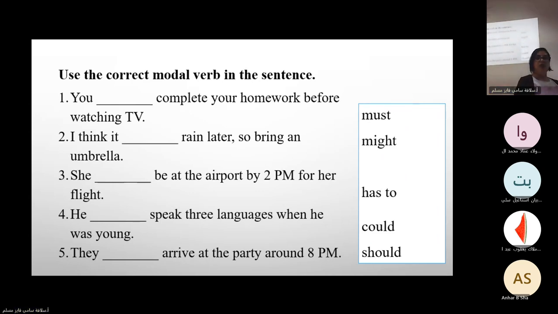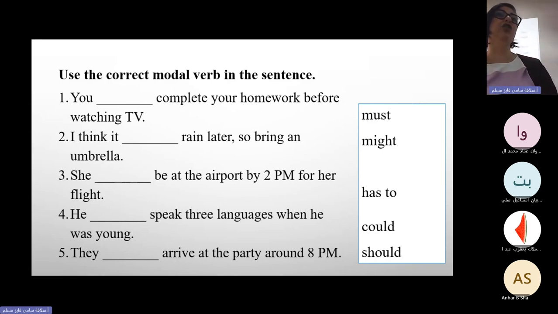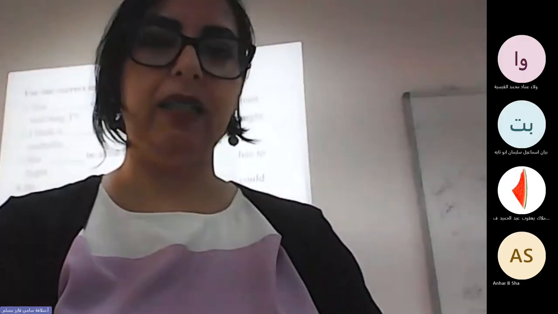So there is one more exercise that you can do at home, and it's to change the active to passive. You can do that at home. These are from yesterday, the ones we didn't do many exercises on.